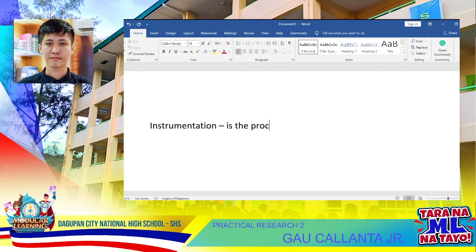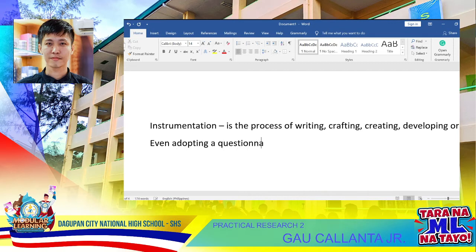Instrumentation is the process of writing, crafting, creating, developing, or even adopting a questionnaire. Let's say a data gathering tool. So instrumentation is the process of writing, crafting, creating, developing, or even adopting a data gathering tool.